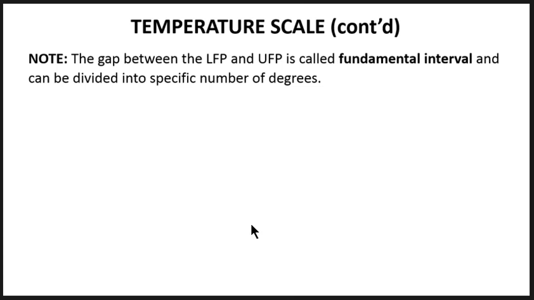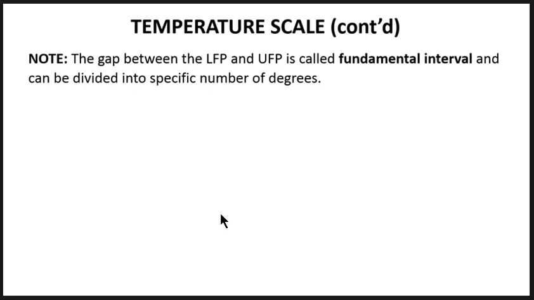Okay, so when we divide 100 degrees into a specific number of degrees, then that helps in the calibration of the thermometer. So it is more or less saying that we are using the fundamental interval to determine the scaling of the thermometer, or the calibration of a given thermometer. Okay, so let's take note of that.